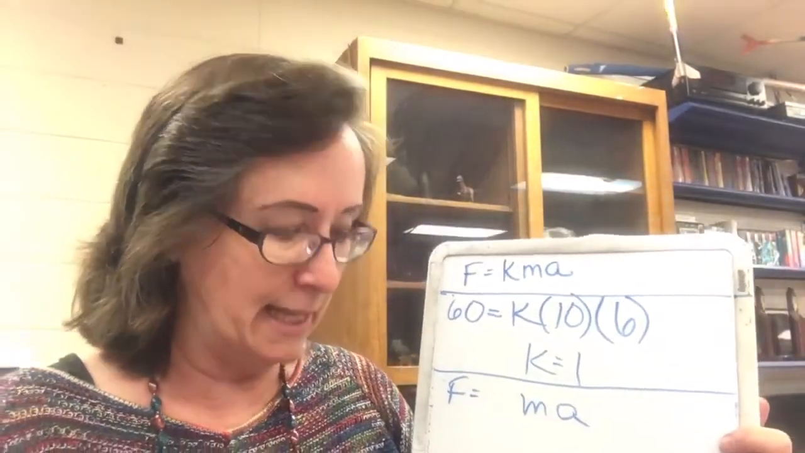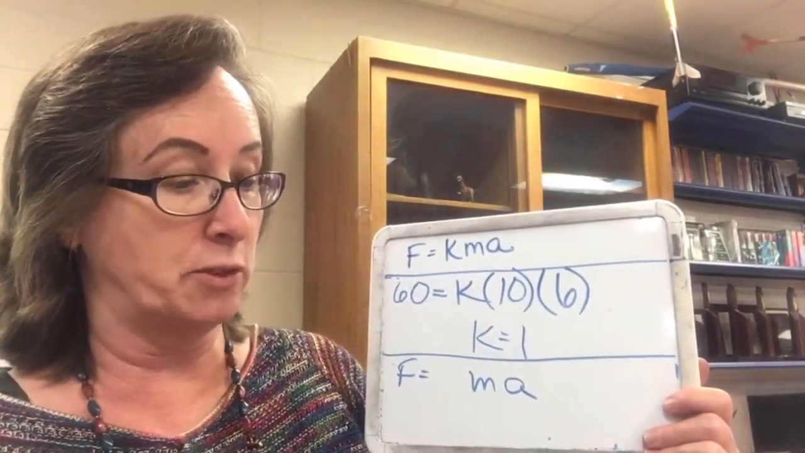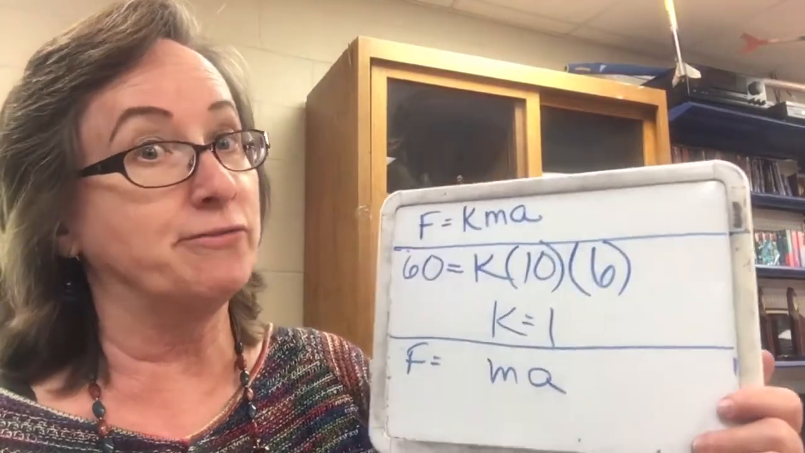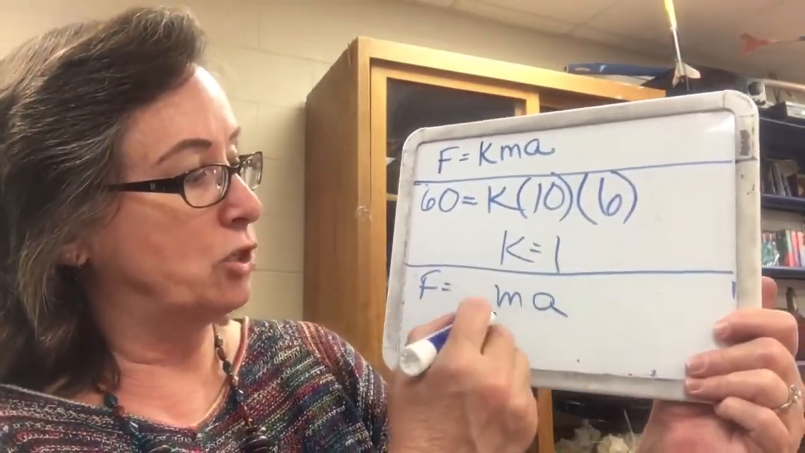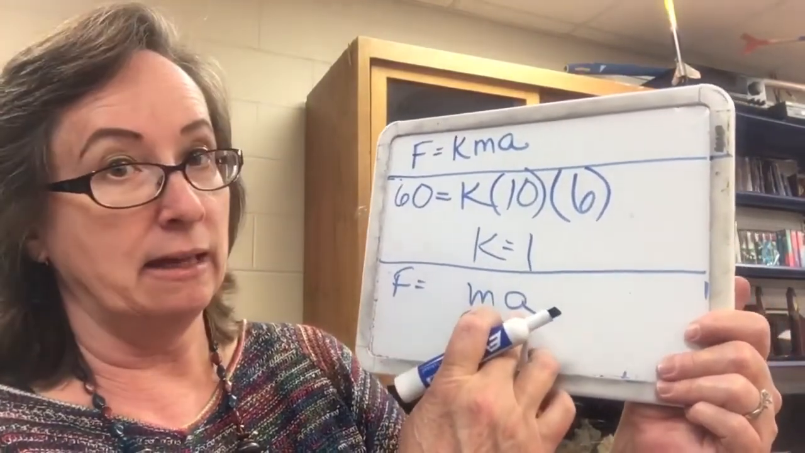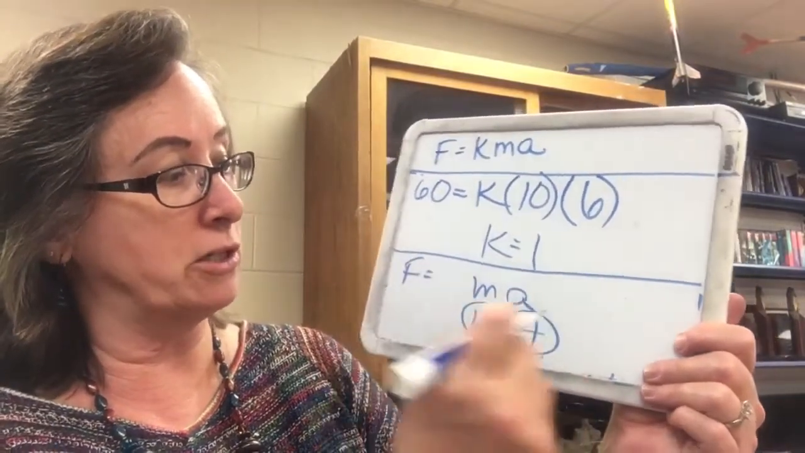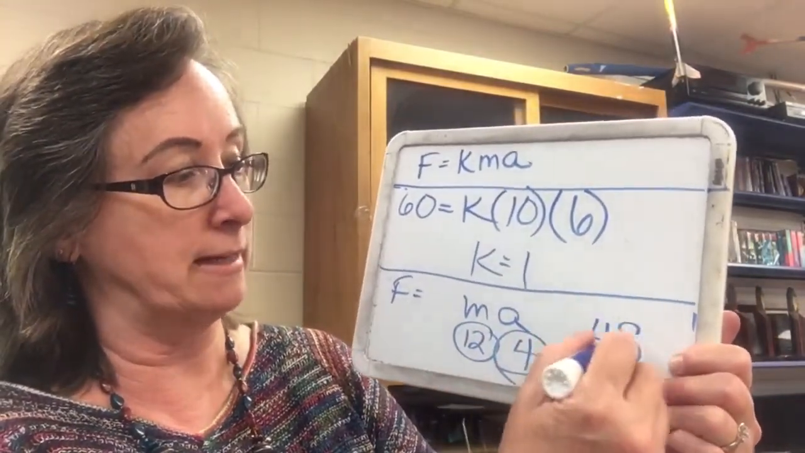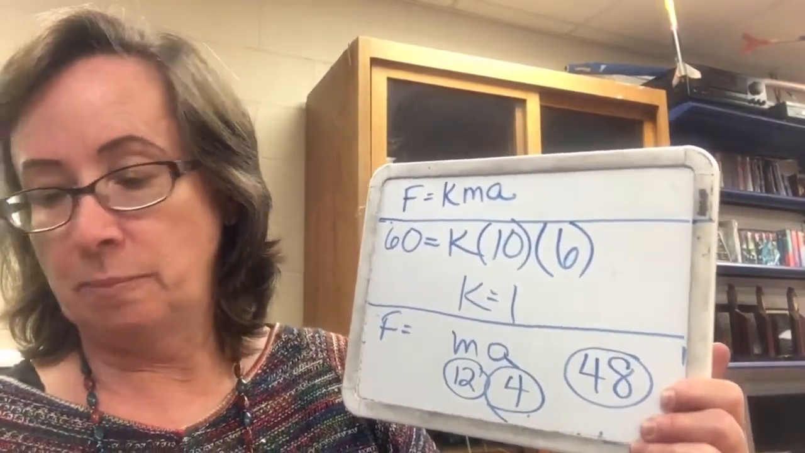So then it says, then how much force is exerted on a 12 kilogram object with an acceleration of 4 meters per second squared? So a 12 kilogram object with an acceleration of 4, and so the force on that one would be 48. Okay, 48 newtons should be the answer there.